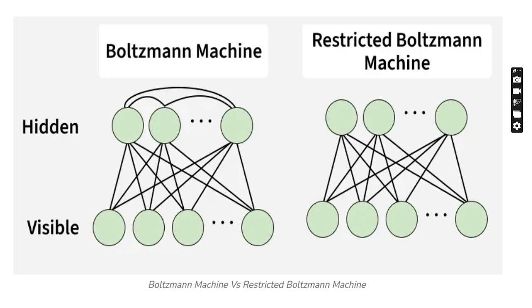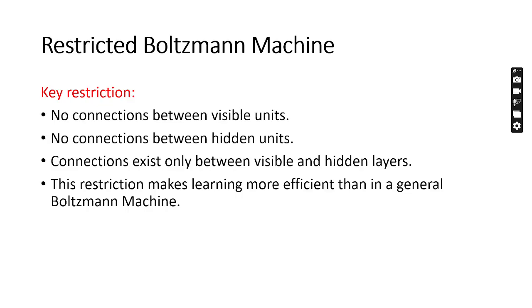This is the comparison between the Boltzmann machine and the restricted Boltzmann machine. Both machines consist of only two layers, one is a visible layer and another is a hidden layer. The key restriction in the restricted Boltzmann machine is no connection between the visible units and no connection between the hidden units. That means one visible neuron is not connected with another visible neuron, and in the hidden layer, one hidden neuron is not connected with another hidden neuron. But connections exist only between the visible and hidden layers. This restriction makes learning more efficient than in a general Boltzmann machine.